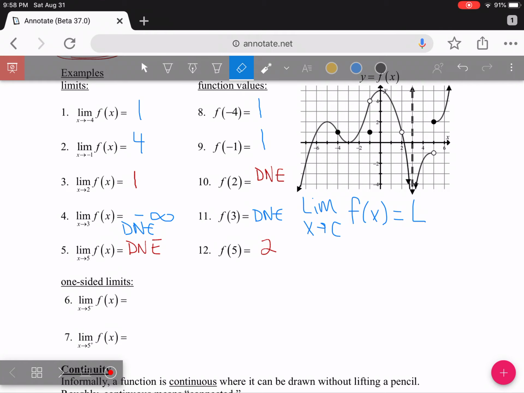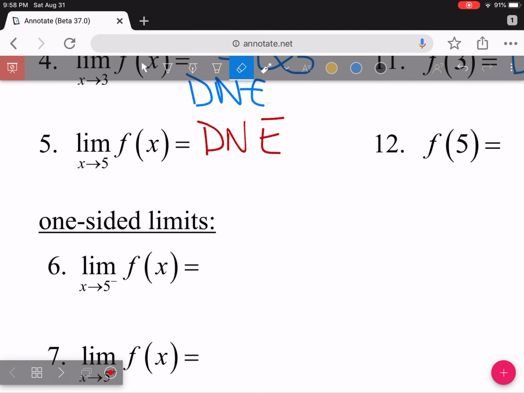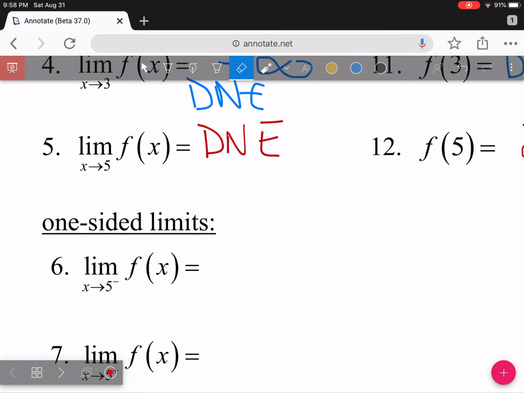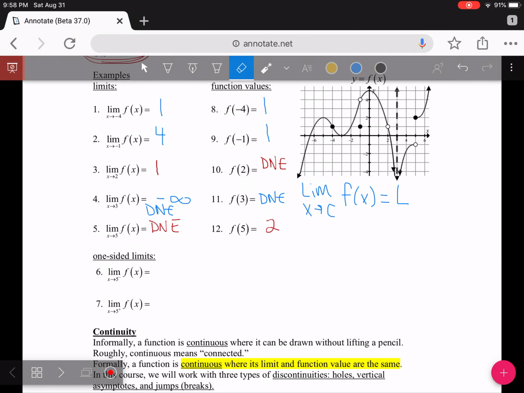So if you look at this one right here, you see that little negative sign right there. So what we're saying for this one is, what is the limit as x approaches 5 from the negative direction? Okay, so here's the negative direction over here, and we're going to approach 5.